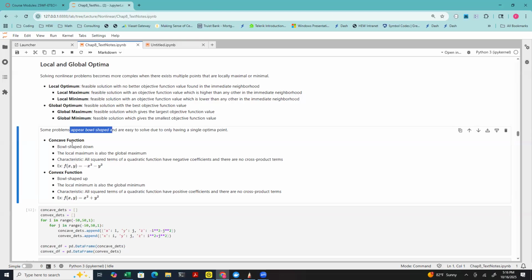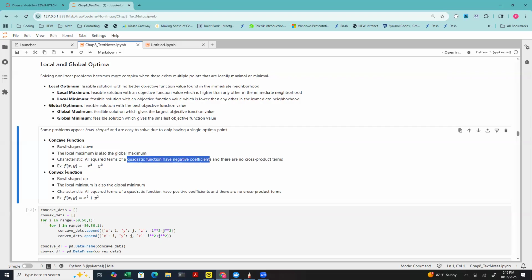Well, how do you take that to the algebraic expression of it, essentially? Here's the things to look for: there are squared terms, i.e. it's a quadratic function. Those squared terms have negative coefficients, and there's no cross product terms. An example would be something like this: negative x squared minus y squared. No cross product terms basically says there's no x times y in there.